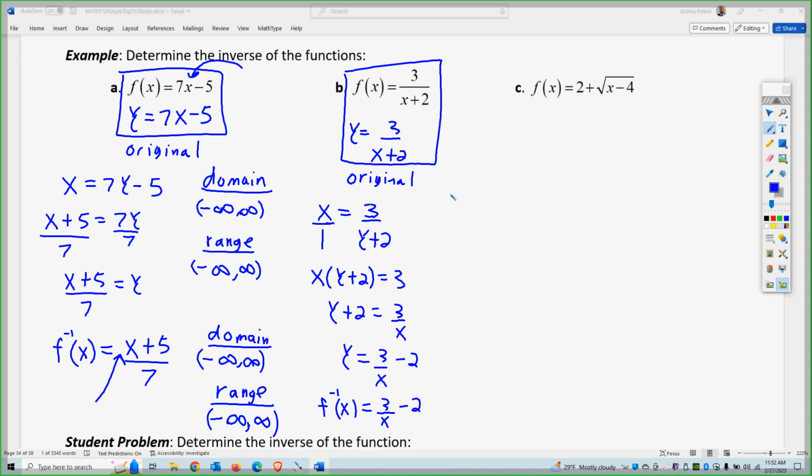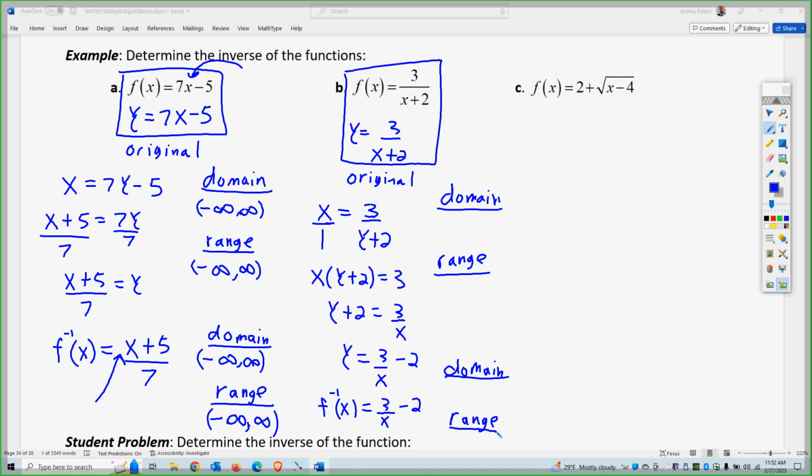Okay, so if I do domain and range of the original, I get down here to the inverse and I write domain and range. Okay, so there's one of 2 ways to do these. Figure out the domain and range of the original, flip them for the inverse, or you can go back and forth, whichever one you find is easier.